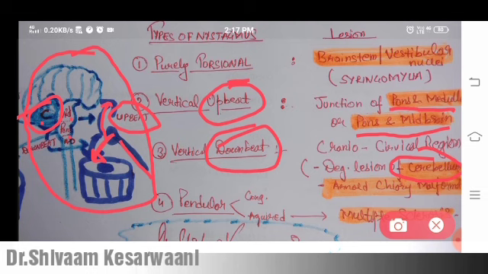There are two more types of nystagmus. The central nystagmus, one is purely torsional and one is pendular. Pendular is seen in multiple sclerosis and torsional is seen when there is any lesion at the vestibular nuclei or brainstem. Okay, so you got the concept. Now I think you will be able to answer.